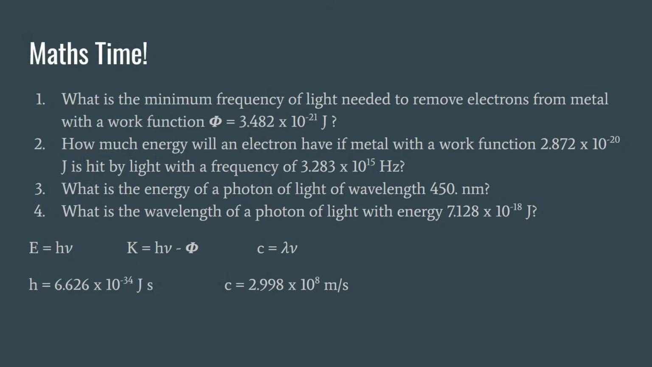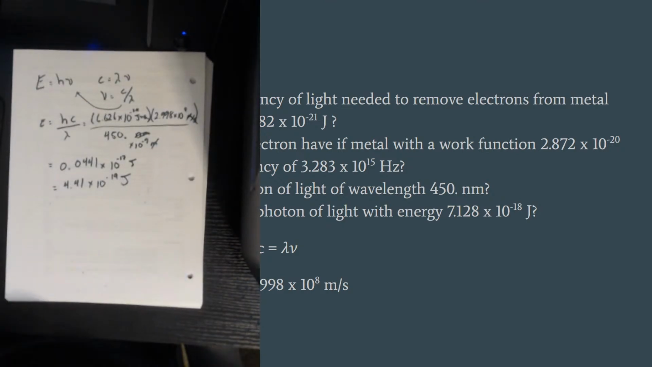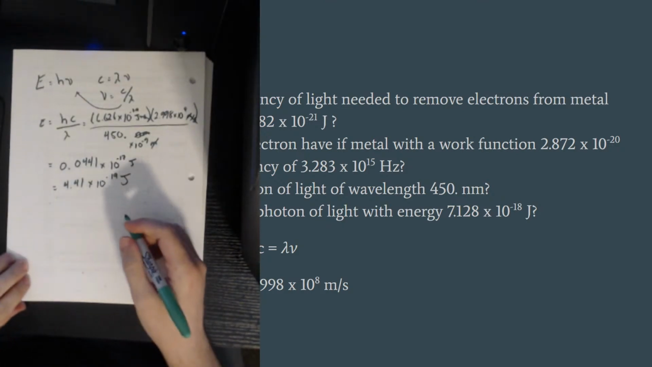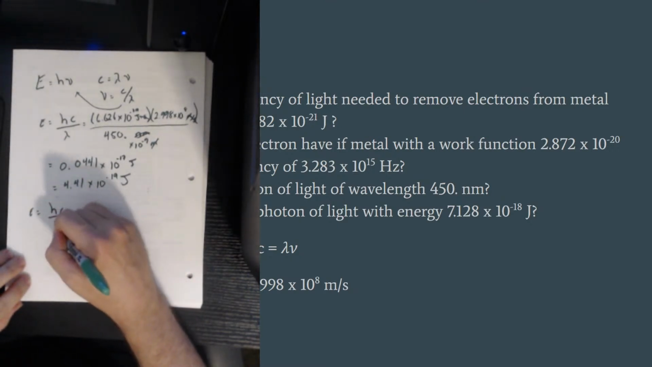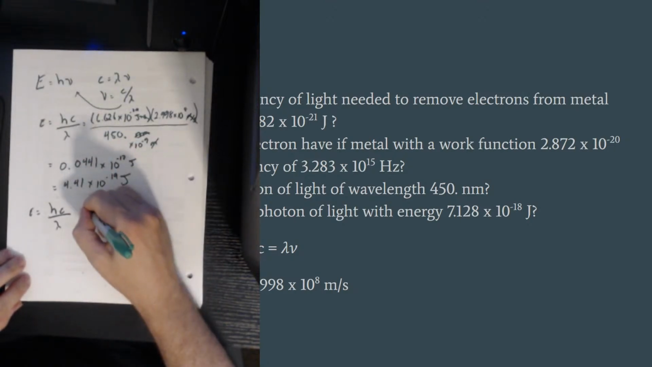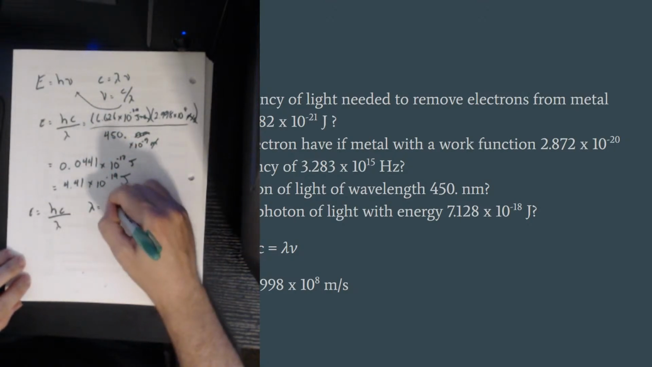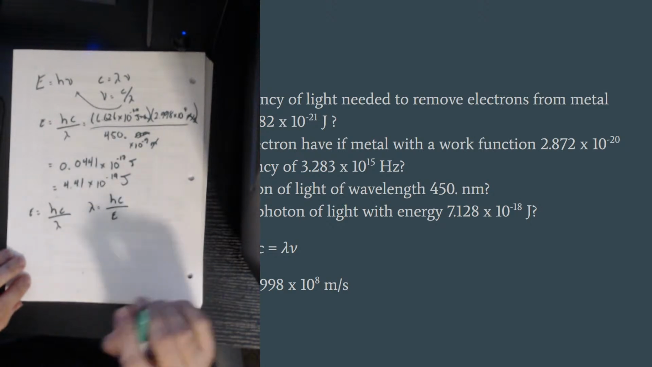And the final problem here, what is the wavelength of a photon of light with energy 7.128 times 10 to the negative 18th joules? No questions from the viewers. All right. So we bring this back up. So energy of a wavelength of light. So energy is equal to hc over lambda. We can rearrange that a little bit. Lambda is equal to hc over E.